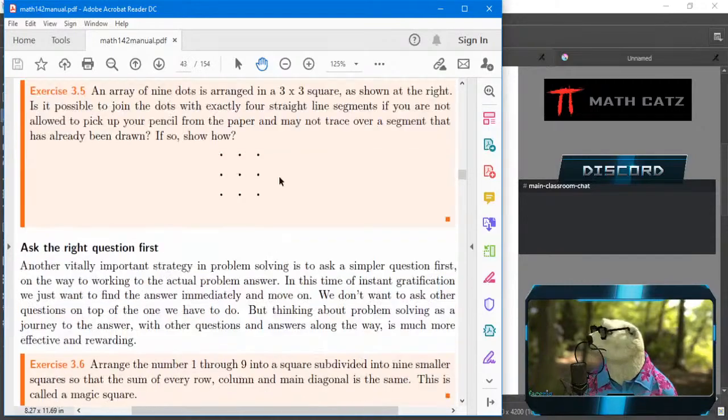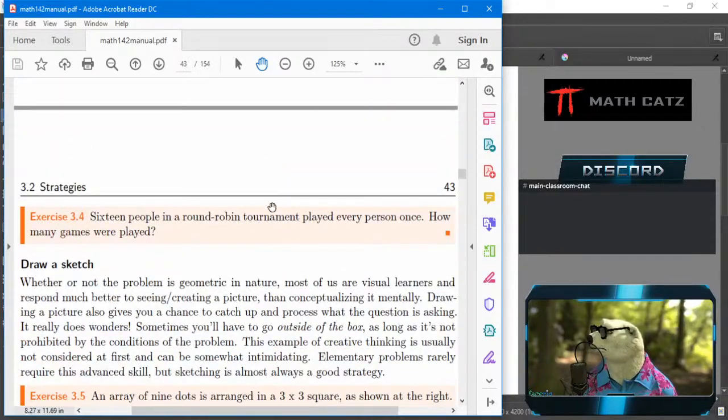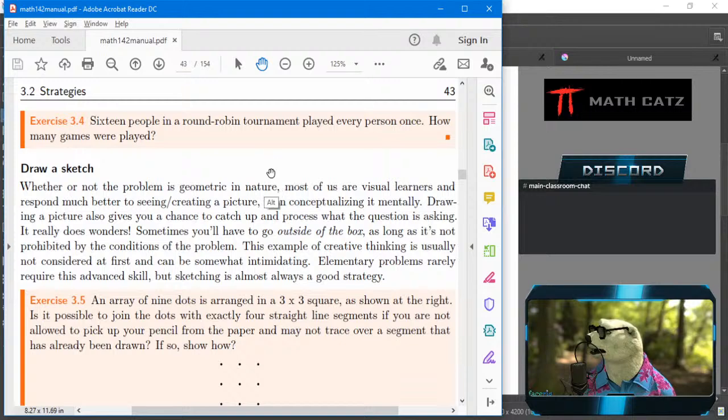Where are we now? We missed, on purpose, exercise 3.4. So let's do it if there aren't any questions. Maybe you don't know what to ask. 16 people in a round robin tournament played every person once. How many games were played?